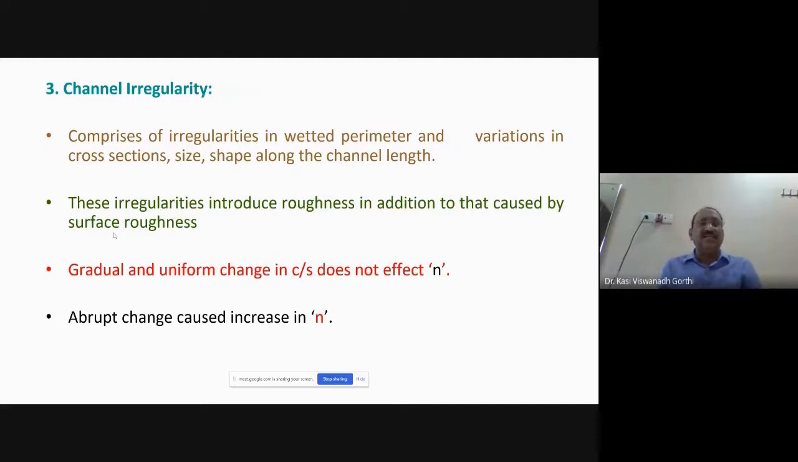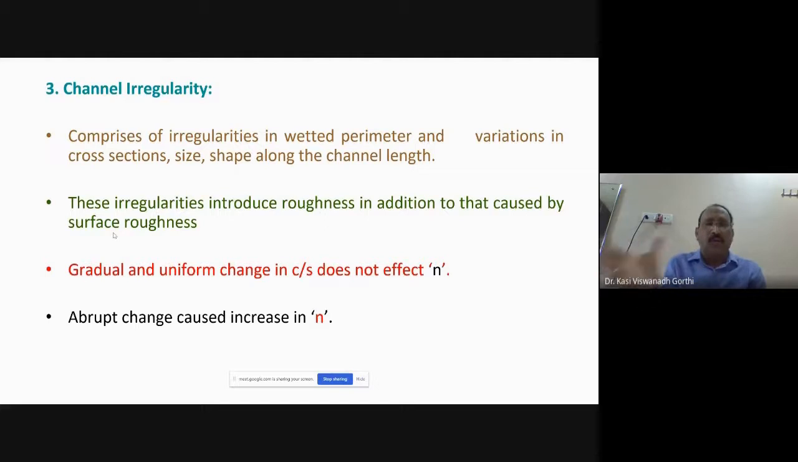The third parameter is channel irregularity. This also will affect the value of n. This comprises irregularities in the wetted perimeter and variations in the cross-section, size, and shape along the length of the canal. So when the canal is laid, if there is any change in the size and shape of the channel from one point to the other, it is called irregular. This type of irregularity, which has an impact on the wetted perimeter, also changes the value of n. These irregularities introduce roughness in addition to that caused by the surface roughness.